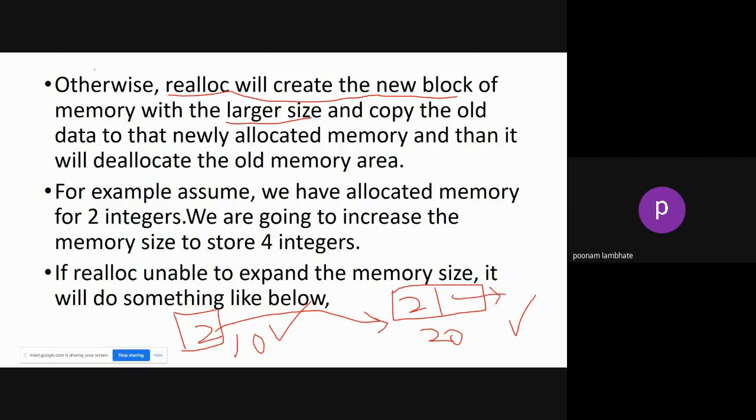Okay. So if it is possible, it will resize. Otherwise, it will create a new block in some different section of the heap itself. And what will happen to the old block? After copying the data of the old block to the new block, it will deallocate the memory for the old block, right? Because you have copied the data from the old block to the new block, so you don't need the old block now. So you will deallocate it. Now, for example, assume we have allocated memory for 2 integers. Now we want to increase the size for 4 integers. If it is unable to expand the size, then what will happen?